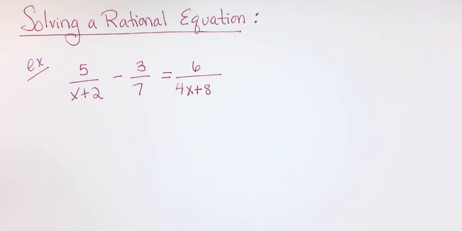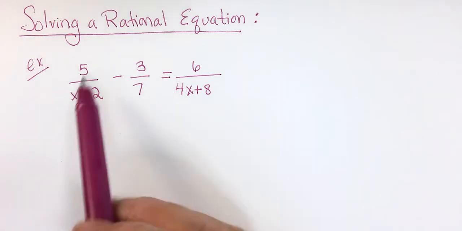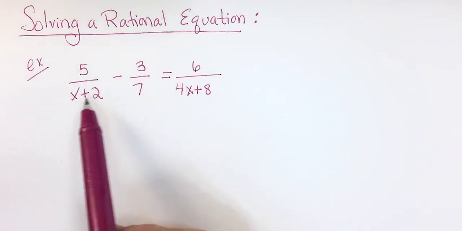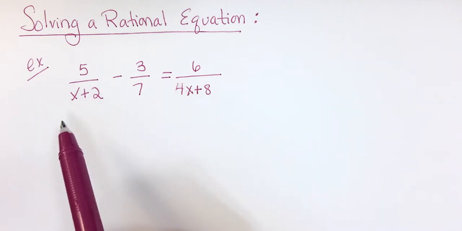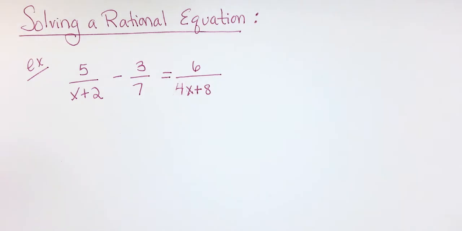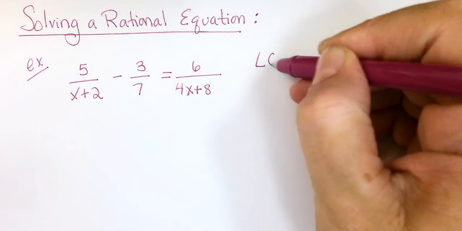In this video, we are solving a rational equation. It is a rational equation because we have rational expressions represented throughout the equation. Those are expressions that have fractions. When we start this problem, we need to figure out first what is our least common denominator.